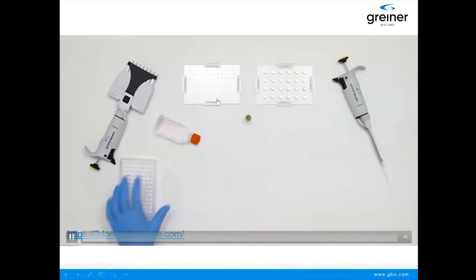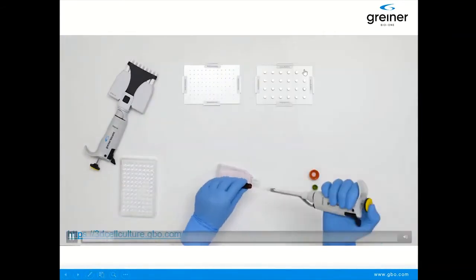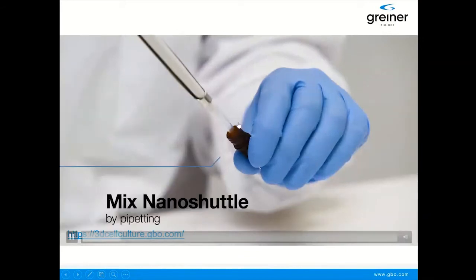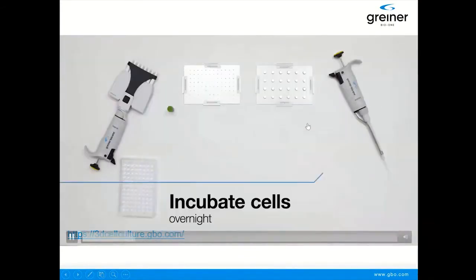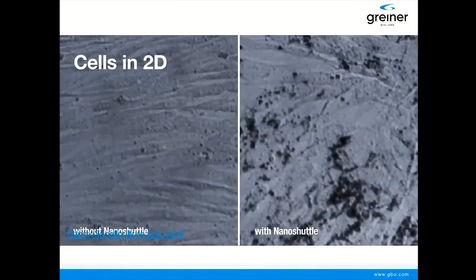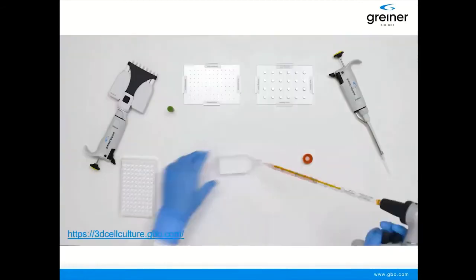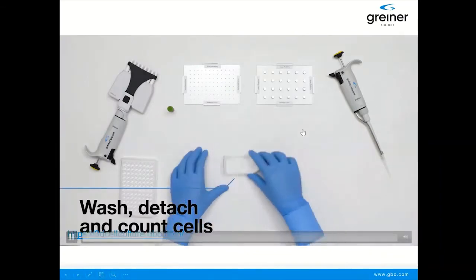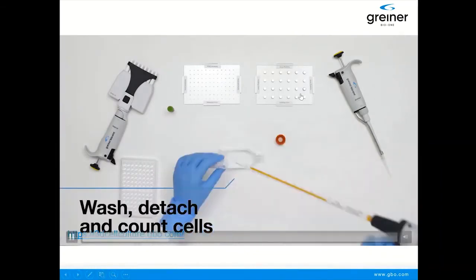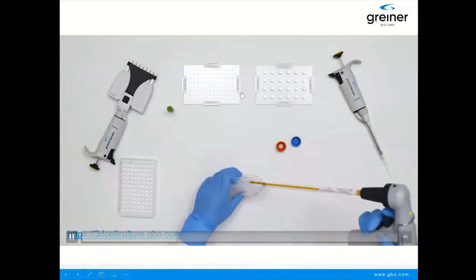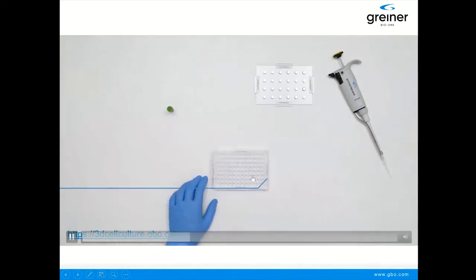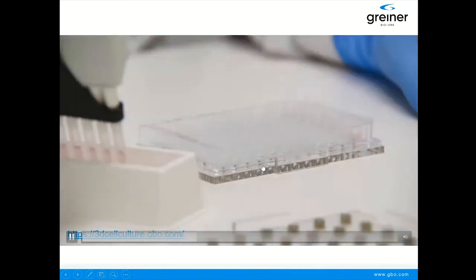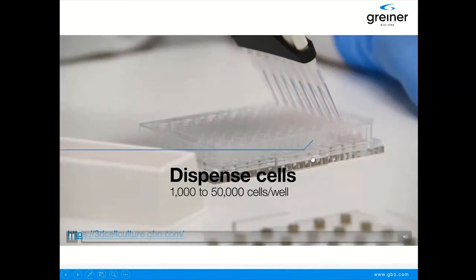So you have your magnets, and this is a kit. First the NanoShuttle: you mix the NanoShuttle and add it to your cells. Incubate overnight, and the nanoparticle attaches to the cells. You wash your cells the next day, and the free NanoShuttle comes off. You detach, you count your cells, and then you take your cell repellent plate and you point what we call the spheroid drive, the small magnet that sits right in the middle of the well, and you dispense your cells.